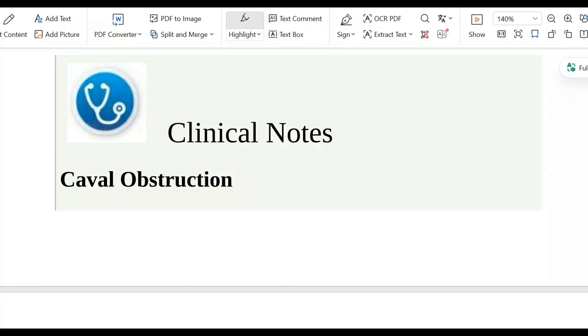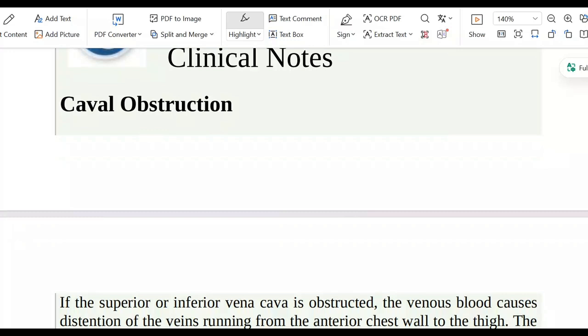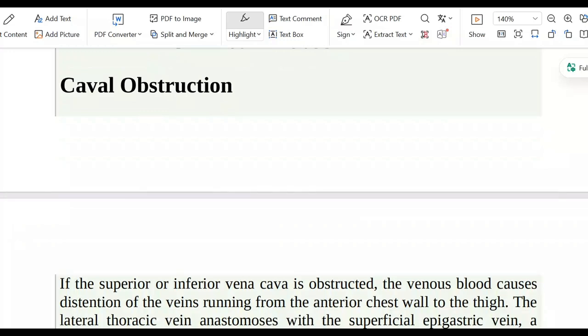Now the first clinical note is about caval obstruction. So let's start. But before starting, first ask yourself a question. What is the vena cava? There are two major veins returning blood to the heart, as you already know. One is the superior vena cava that drains the upper body, and the other one is the inferior vena cava that drains the lower body.